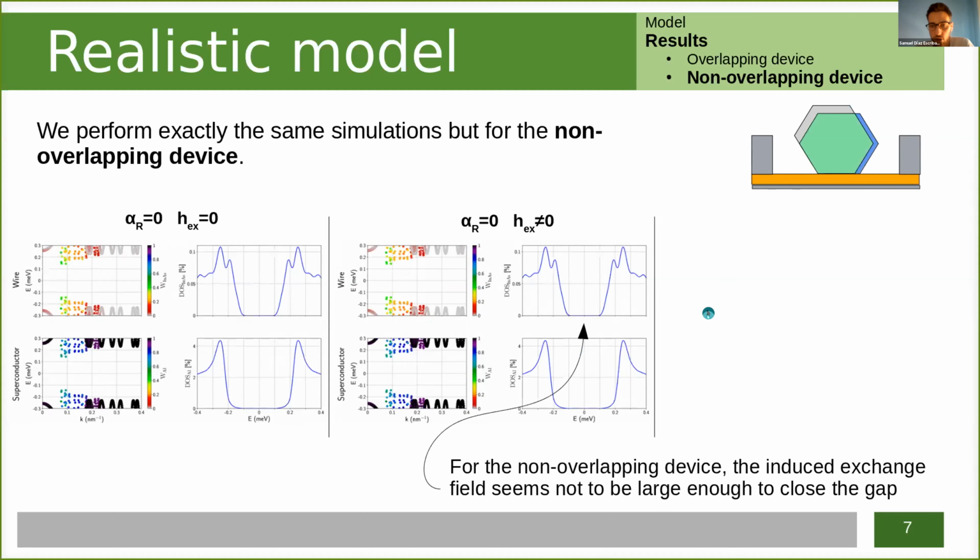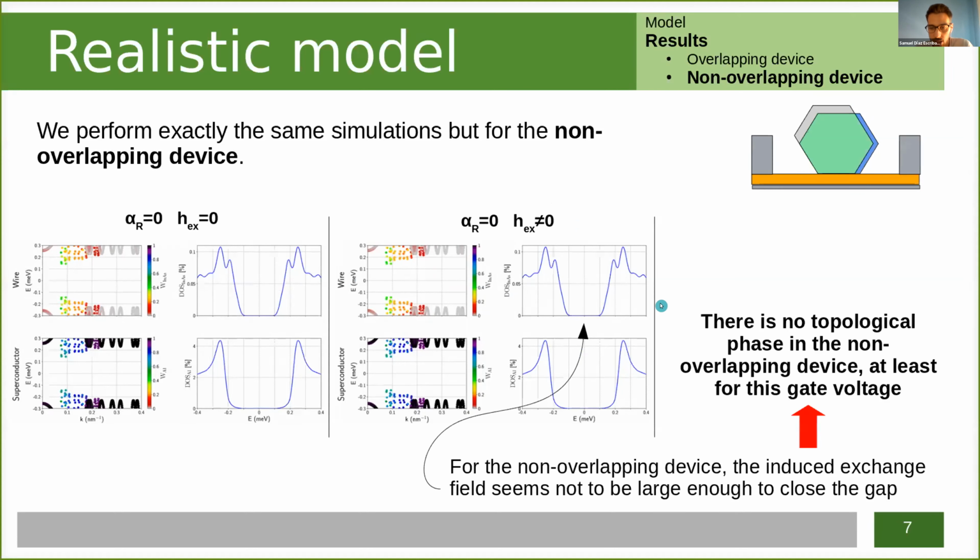So that means that for this non-overlapping device, the induced exchange field seems not to be large enough to close the gap. What in turn means that there is no topological phase transition or no topological phase in the non-overlapping device, at least for this gate voltage. To make sure of this statement, one would need to compute the topological phase diagram for this device, but this is not affordable for the realistic model since one has to include the aluminum and the europium sulfide in the simulations, which makes it a very expensive computational model.